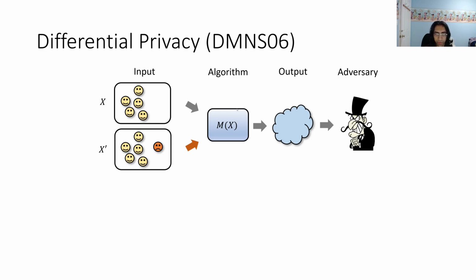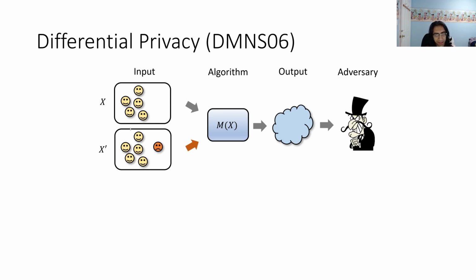So now, what do we do? We imagine that there's one of two different data sets which differ in exactly one entry fed into our algorithm. You can see x and x prime differ in one entry, and one of them is fed into this algorithm M. This algorithm produces an output, and an adversary takes a look at this output. The adversary is trying to determine which was really fed into this algorithm. Was it x, or was it this other data set, x prime?